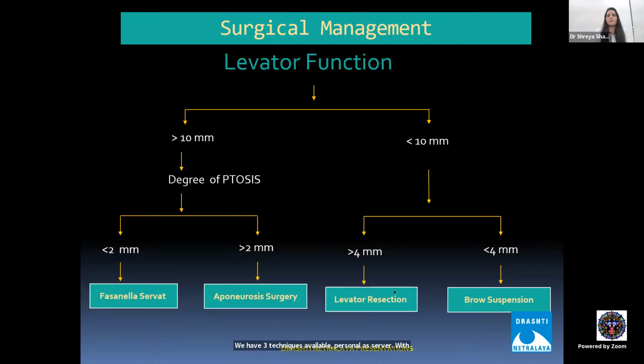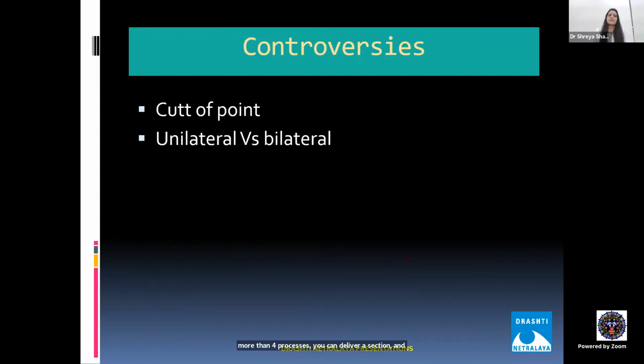Usually you need to see the degree of ptosis. If it is less than 10, Fasanella-Servat. If it is more than 10, aponeurotic surgery. If it is less than 10 and more than 4 millimeter of ptosis, you can do levator resection. And if it is less, you can do brow suspension. But these figures are always, always controversial, and the cutoff point can be any.